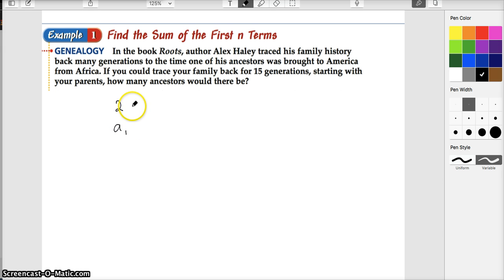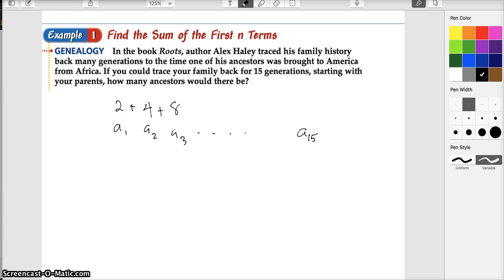And so we are going to be adding 2, and the next number that we add would be 4, because each of our parents has 2 parents. So the next number would be 8. You see what we're doing. And so we need to do this all the way back for 15 generations, right? So we need to get all the way back to 15.